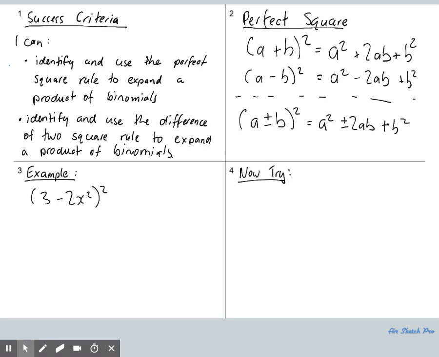Legally change it. You can't just do random stuff. You can't do math and magic. But sometimes you can manipulate an expression so it does fit the pattern. In this case, it already is in that pattern. You've got something minus something else, all squared.